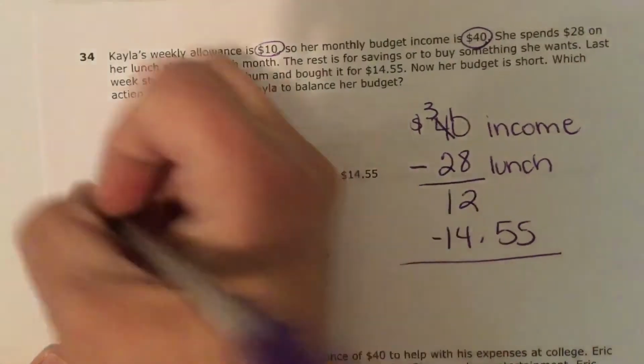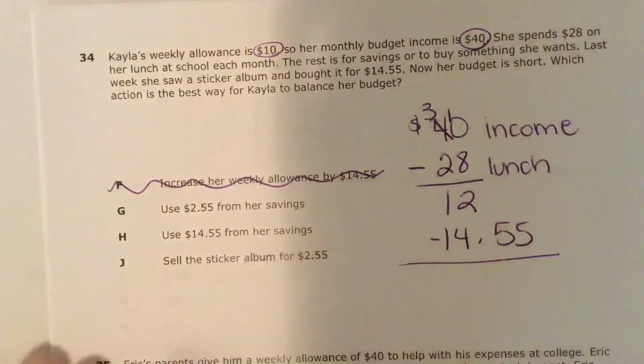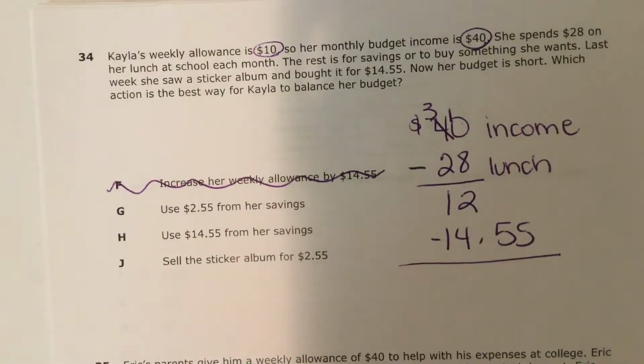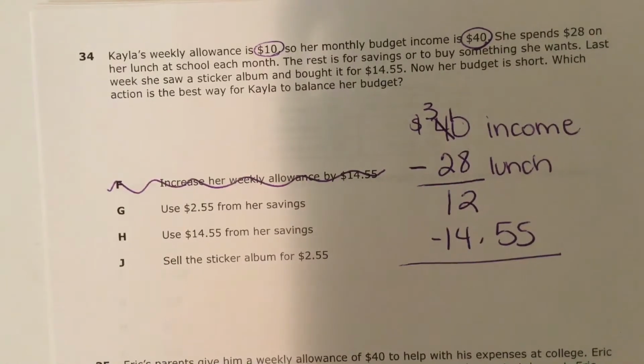Okay, first of all, we know we can't just increase just because we want more money. Okay, so logically thinking, are we going to use $2.55 from savings, use $14.55 from savings, or sell the sticker album for $2.55?